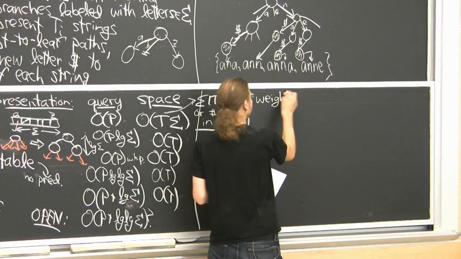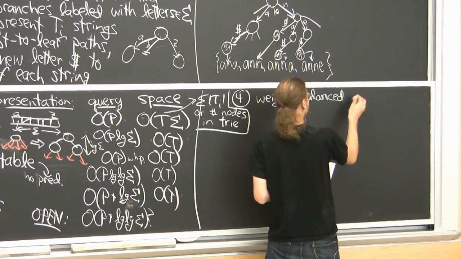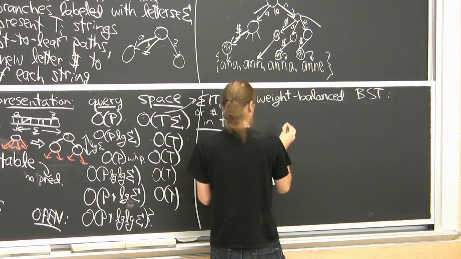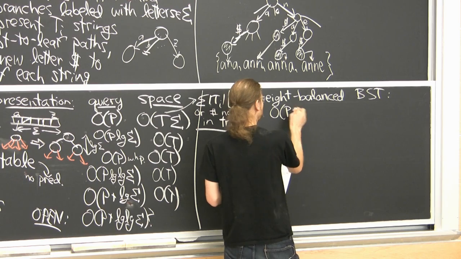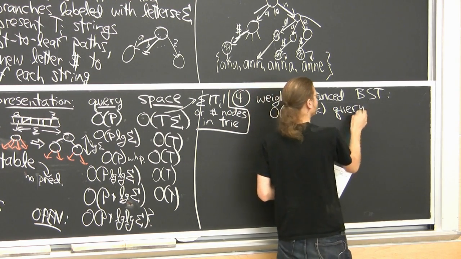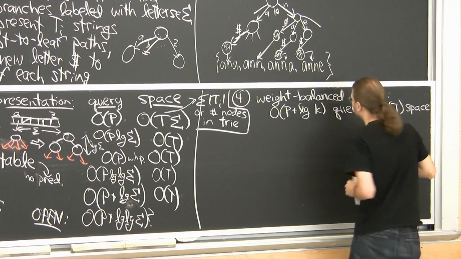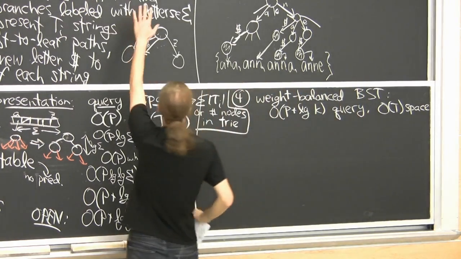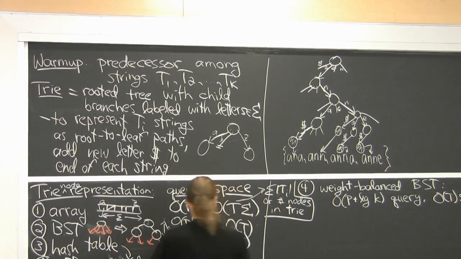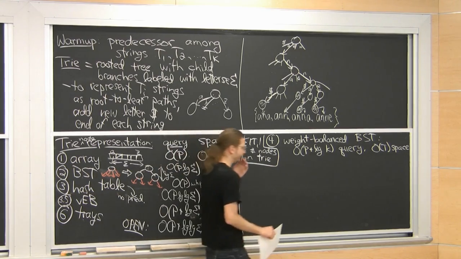And the first thing we're going to do is use a weight-balanced BST. And this will achieve p plus log k query and linear space. Okay, k, remember, is the number of strings that we're storing. So it's the number of leaves in the try. So it's not quite as good as p plus log sigma, but it's going to be a warm-up. I'm going to do this, and then we're going to improve it.